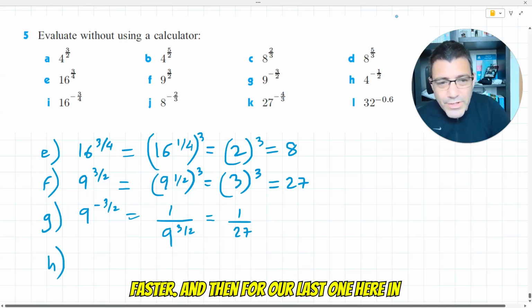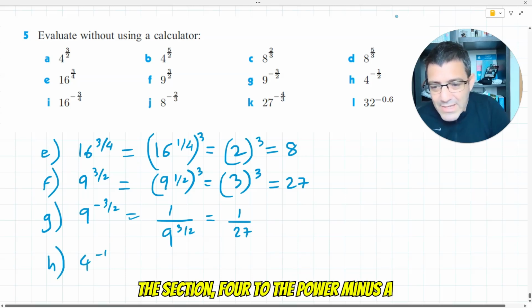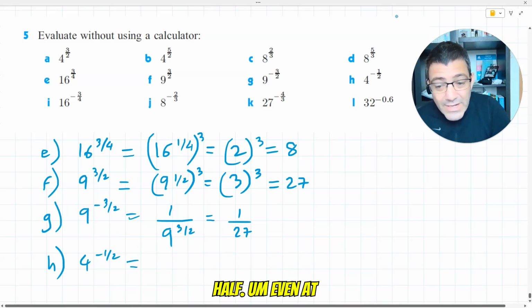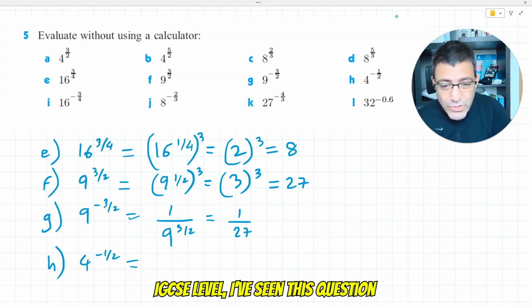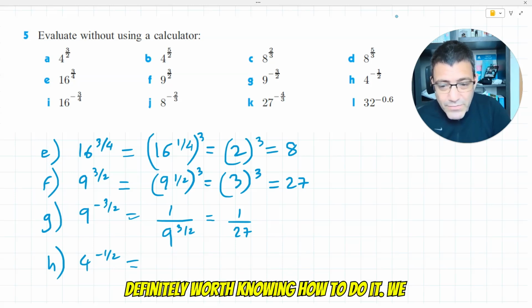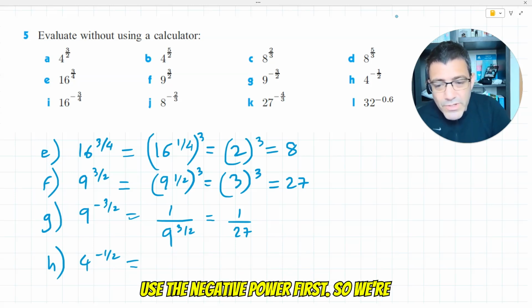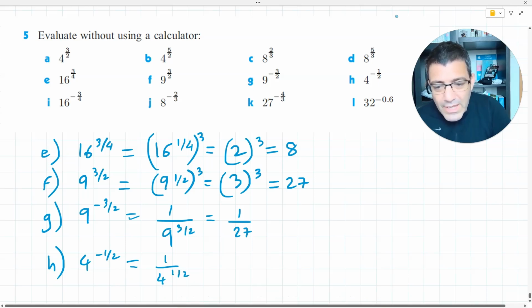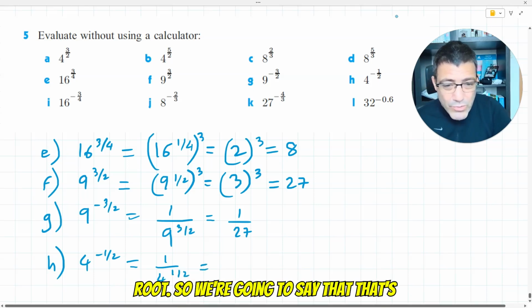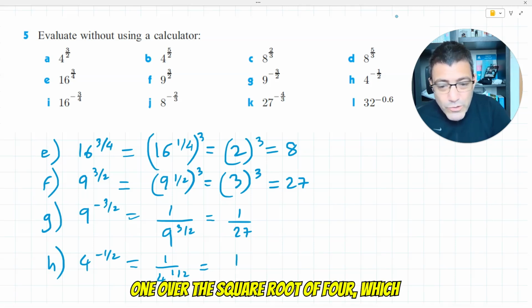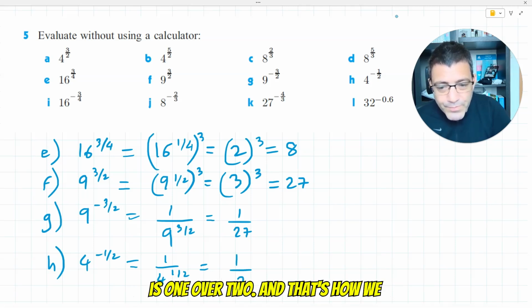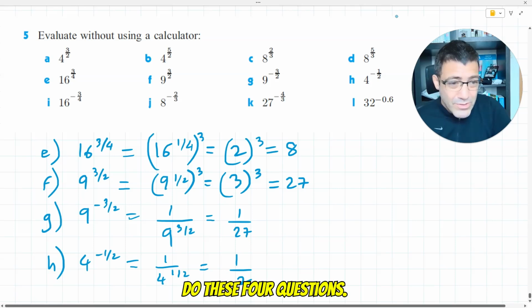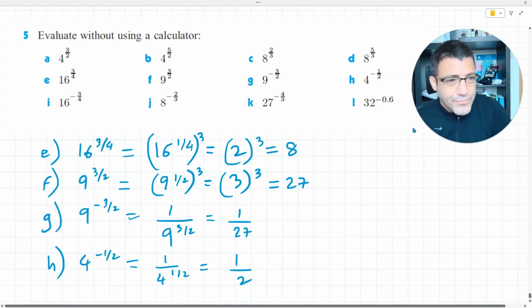And then for our last one here in this section, 4 to the power minus 1/2. Even at IGCSE level, I've seen this question, which is worth 1 to 2 marks. So definitely worth knowing how to do it. We use the negative power first. So we're going to go 1 over 4 to the power 1/2. And the power 1/2 is just square root. So we're going to say that that's 1 over the square root of 4, which is 1 over 2. And that's how we do these 4 questions.